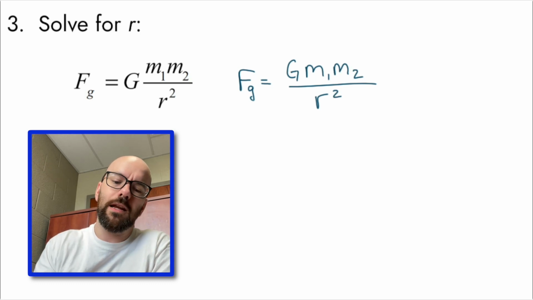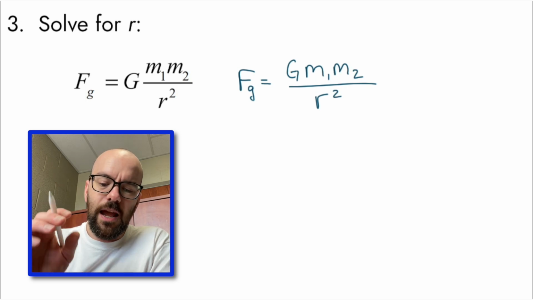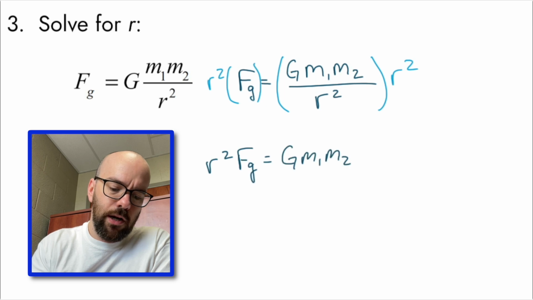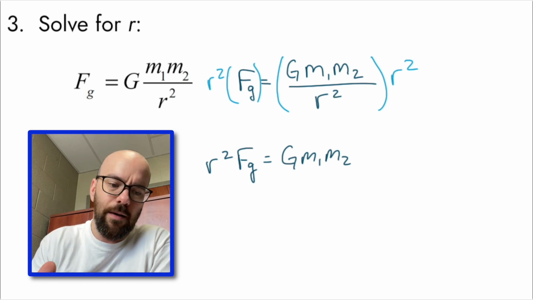Just do that at the beginning, and then you don't have to worry about that misconception or that mistake that I showed earlier. So let's take this and multiply by r squared on both sides. And then we're left with r squared fg equals g m1, m2. And then from there, it's going to be easy. We're good to go from here. We don't have anything in a denominator that we're solving for, and we can just follow the steps from there.